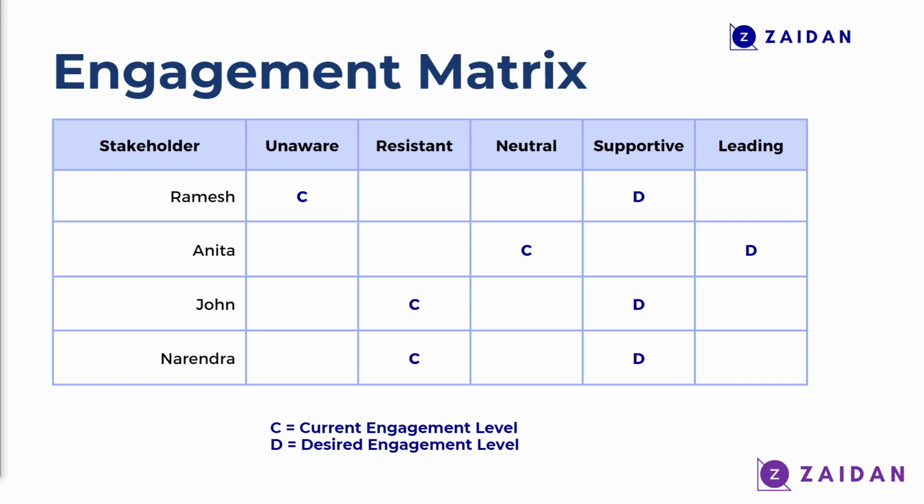John here is resistant to the project. John and Narendra are very important. You do not want any stakeholders to be resistant. So you need to talk with John and Narendra and understand their concerns and see if you can address their concerns if there are any, and make them at least supportive of the project. In this case, that happens to be the desired engagement level of the stakeholders.